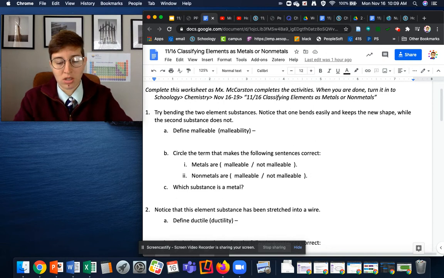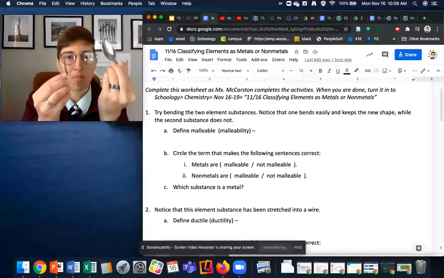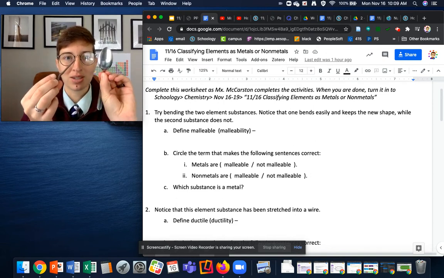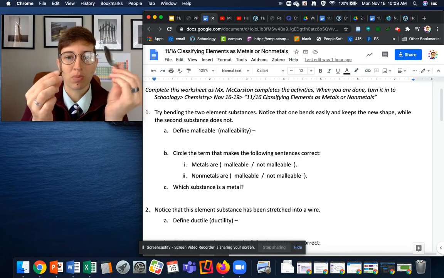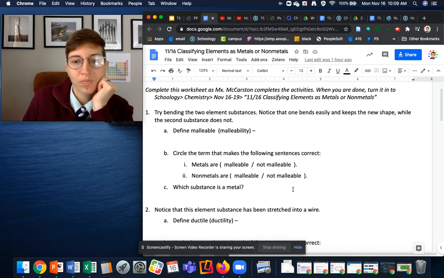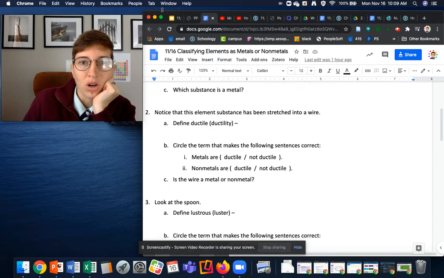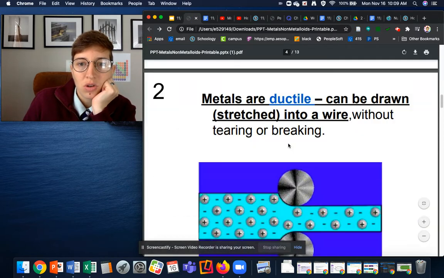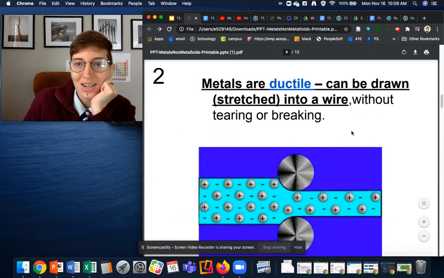So which substance out of these two is the metal? You're going to write that down in 1C. Pause if you need to. Number two, we are going back to here. So number two, metals are ductile.